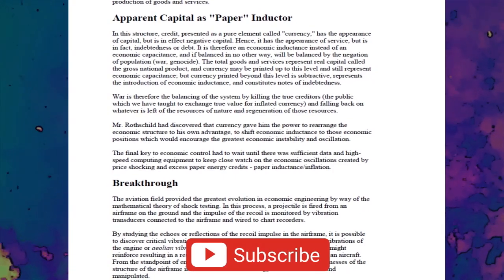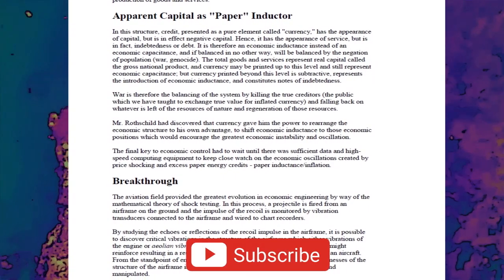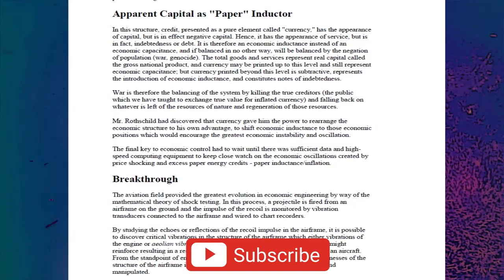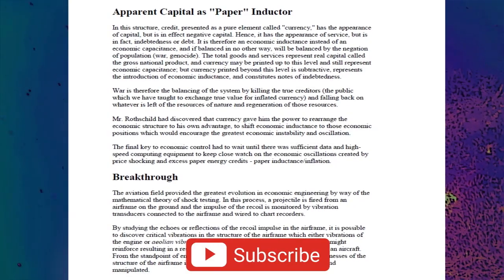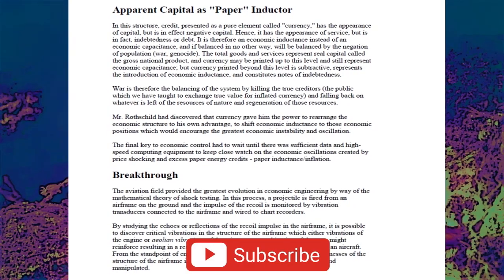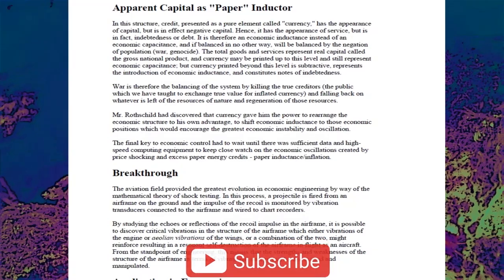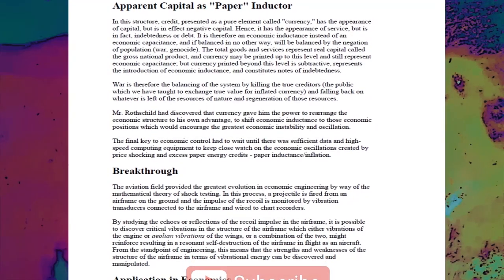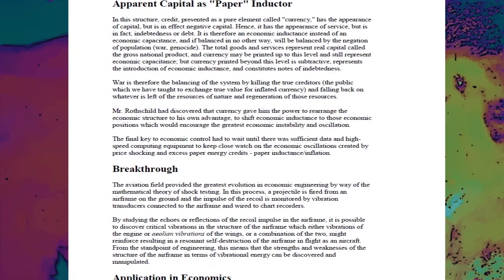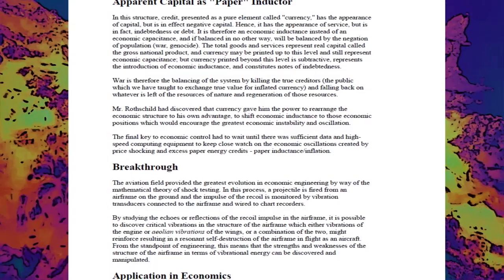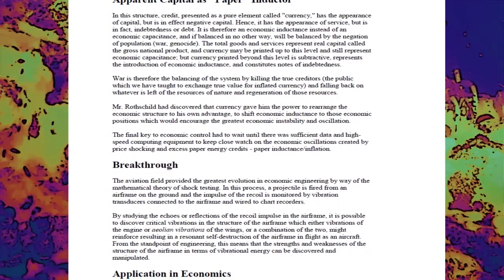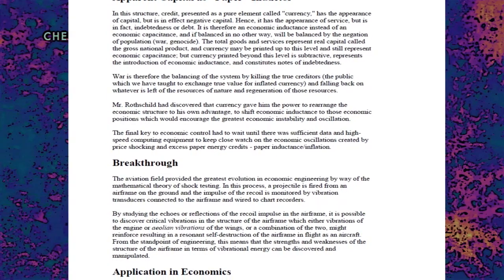The total goods and services represent real capital, called the gross national product, and currency may be printed up to this level and still represents economic capacitance. But currency printed beyond this level is subtractive, represents the introduction of economic inductance, and constitutes notes of indebtedness.